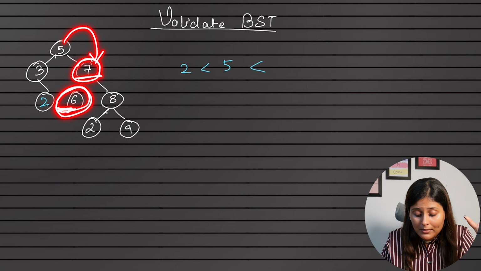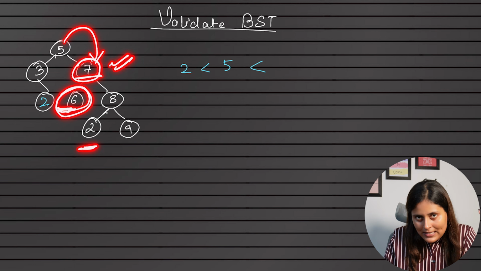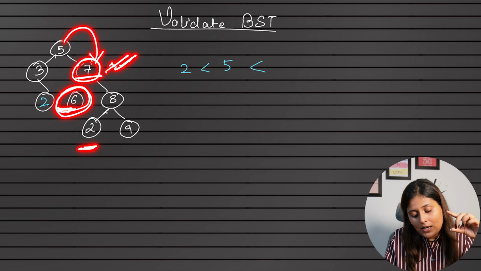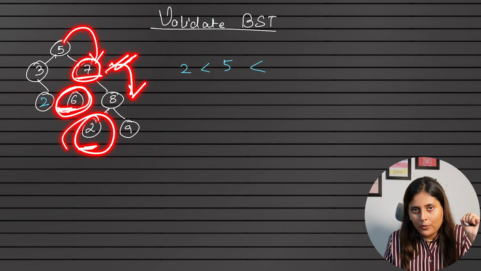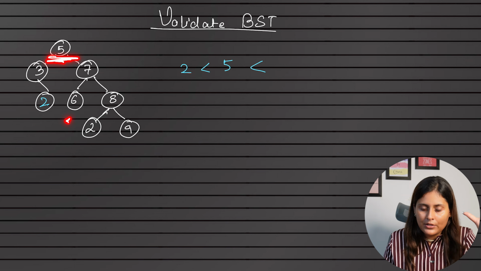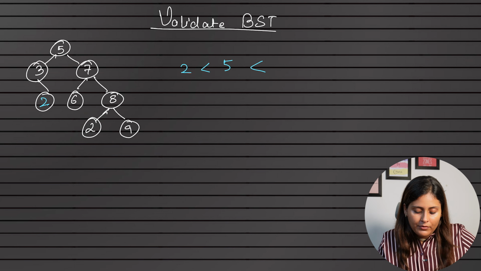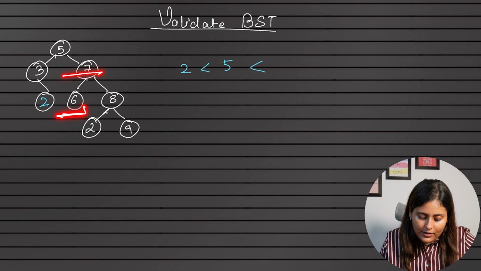Now if you're thinking 2 is the minimum value, that is not the correct condition. When we reach node 7, for 7 towards the right side, we'll get 2 as the minimum value. But for 5, if it was a correct binary search tree, then this would not have been 2. So we'll get the minimum value from here, 7 and 6.